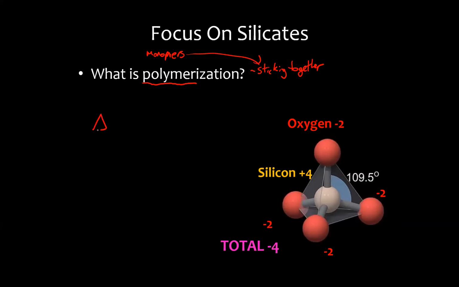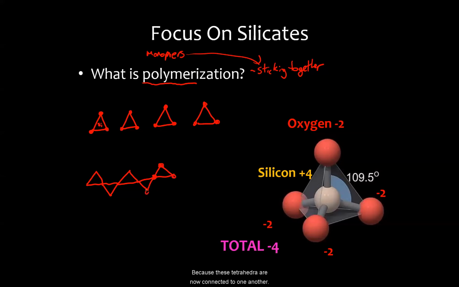So if I diagram two cases in sort of 2 dimensions, where we imagine one of these is silicon with oxygens at the corners, and I'm just drawing it in 2D to make it easier for myself and easier to think about. If these aren't connected to one another, they're not polymerized. We don't see any bonds between the tetrahedra. But we could come up with a structure where they do share their corners. Because these tetrahedra are now connected to one another at some of their corners, we call this structure polymerized, because the monomers, the tetrahedra that make it up, are connected to one another.